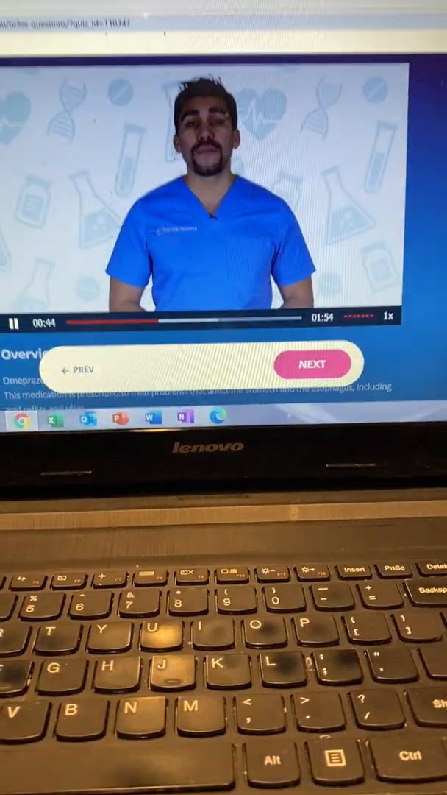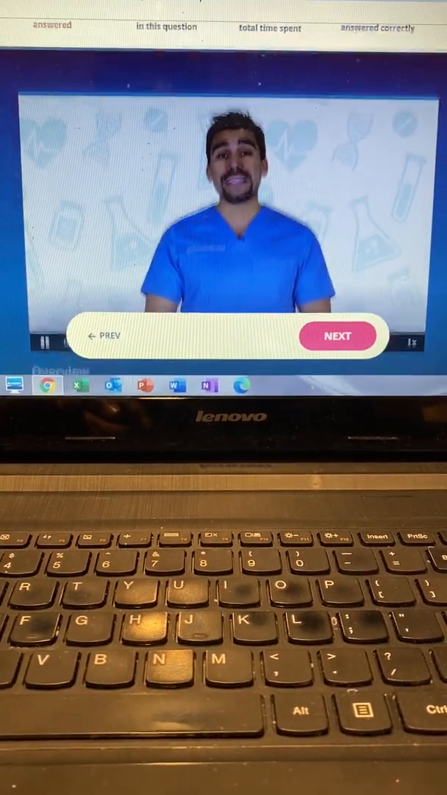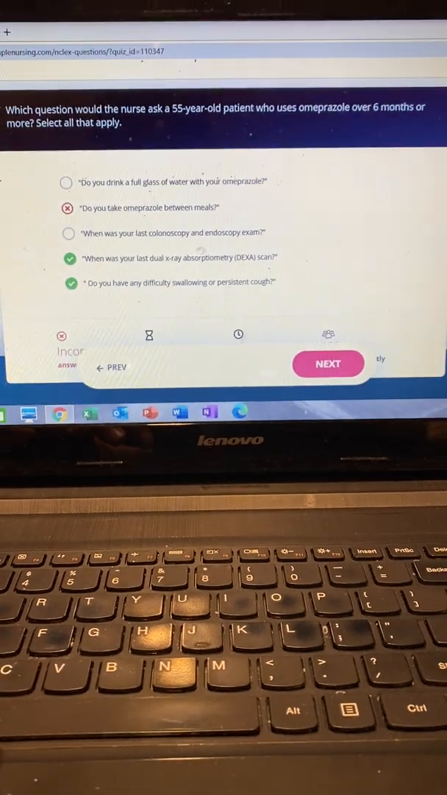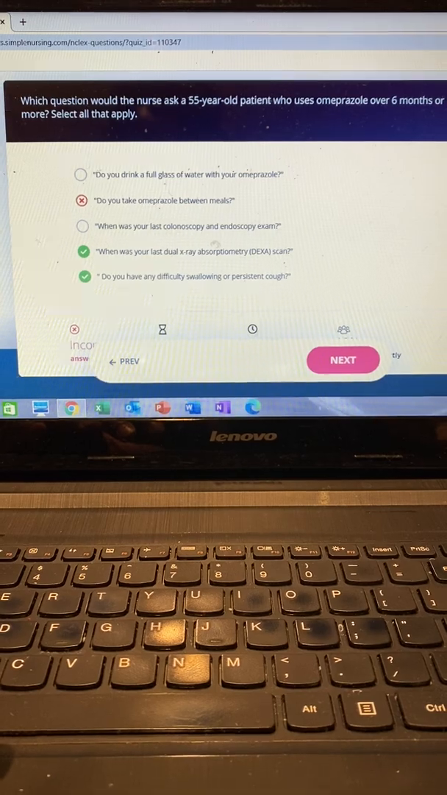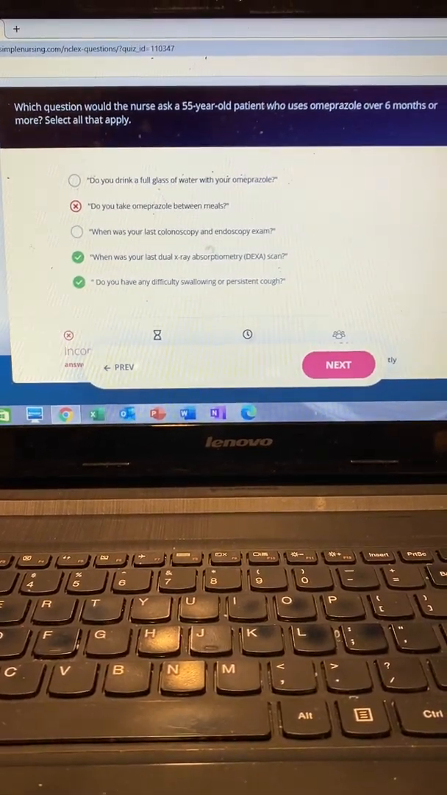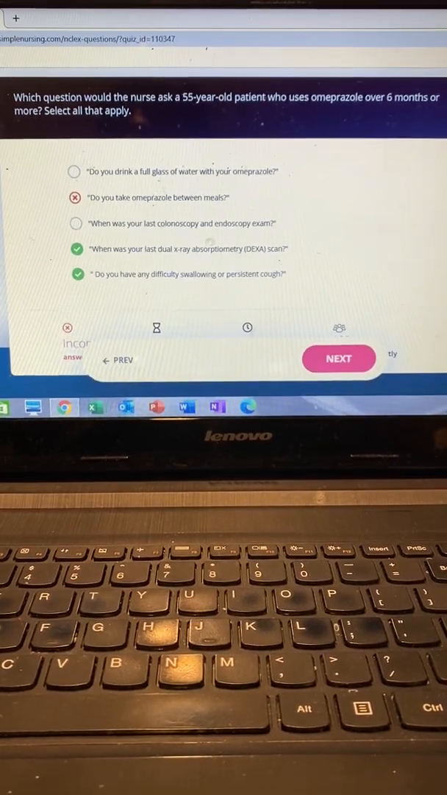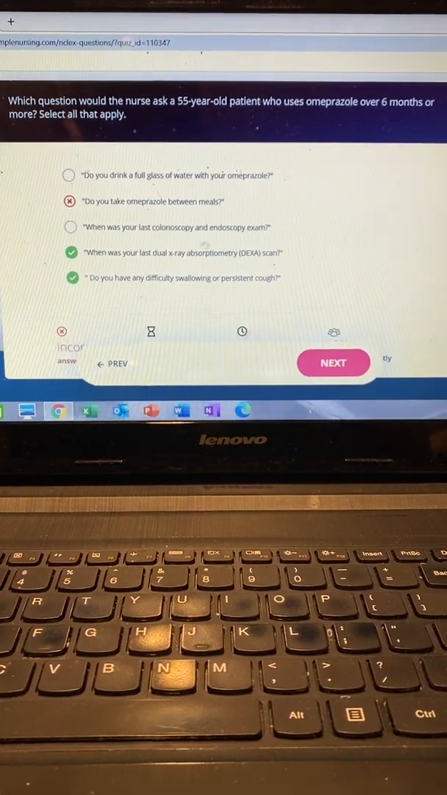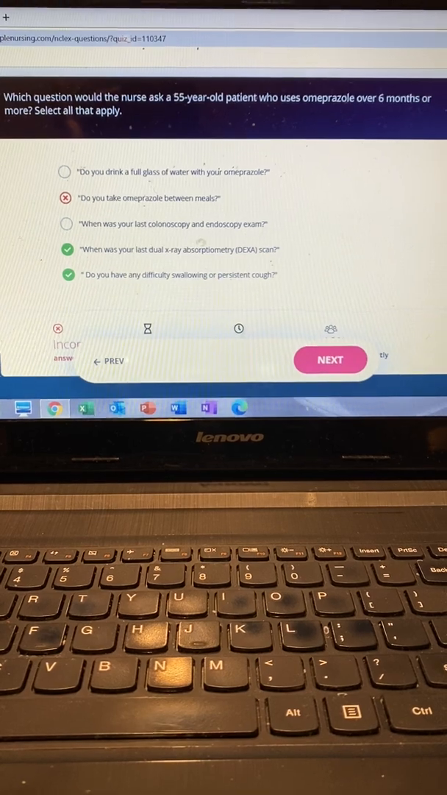So the solution we're looking for are queries or questions to ask the patient related to this medication. So option 1, 2, and 3 are incorrect here. We don't need to drink with a full glass of water. And option 2, the medication can be taken after you eat the meal, not between meals, but usually immediately after. And option 3, the colonoscopy or endoscopy is not required with this medication. So option 4 and 5 are correct here.